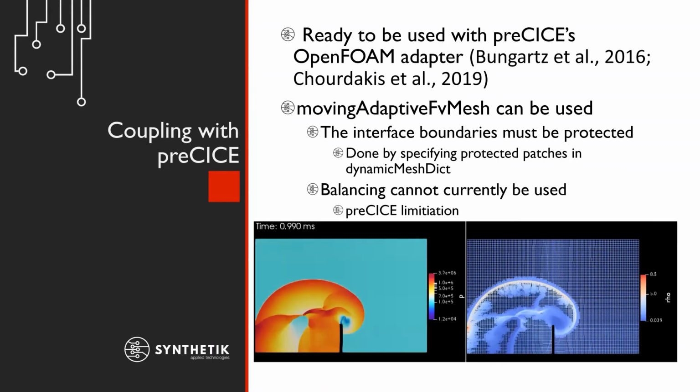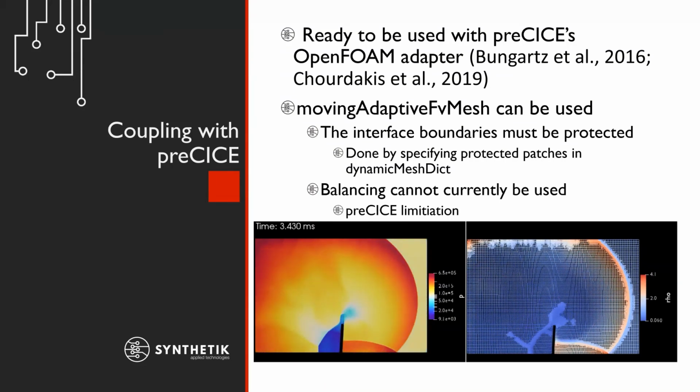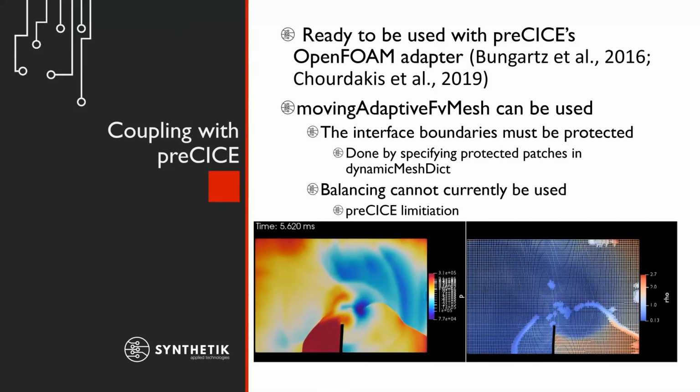Here's just kind of an example case. So you can see we can use adaptive mesh refinement. It's just that wall can't be refined. So you can refine it up to the maximum level and then just force it to stay there.